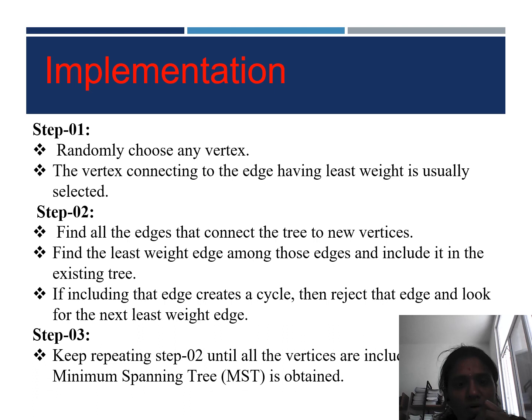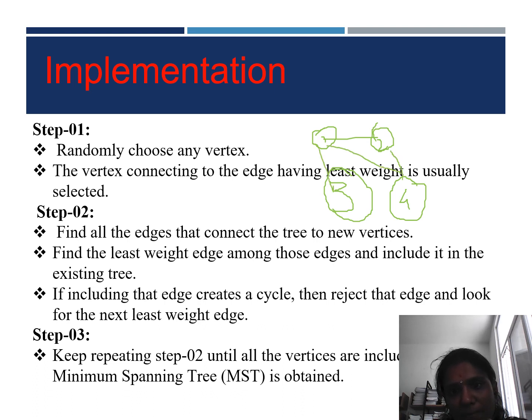While implementing Prim's algorithm, there are some steps to be followed. The first one is step 1. We have to randomly choose any vertex from the given graph. For example, we have 1, 2, 3, and 4. It is a connected and also weighted graph, with weights like 8, and we can choose any vertex. For example, we can choose 1 or 4 or 2. Any vertex we can choose.